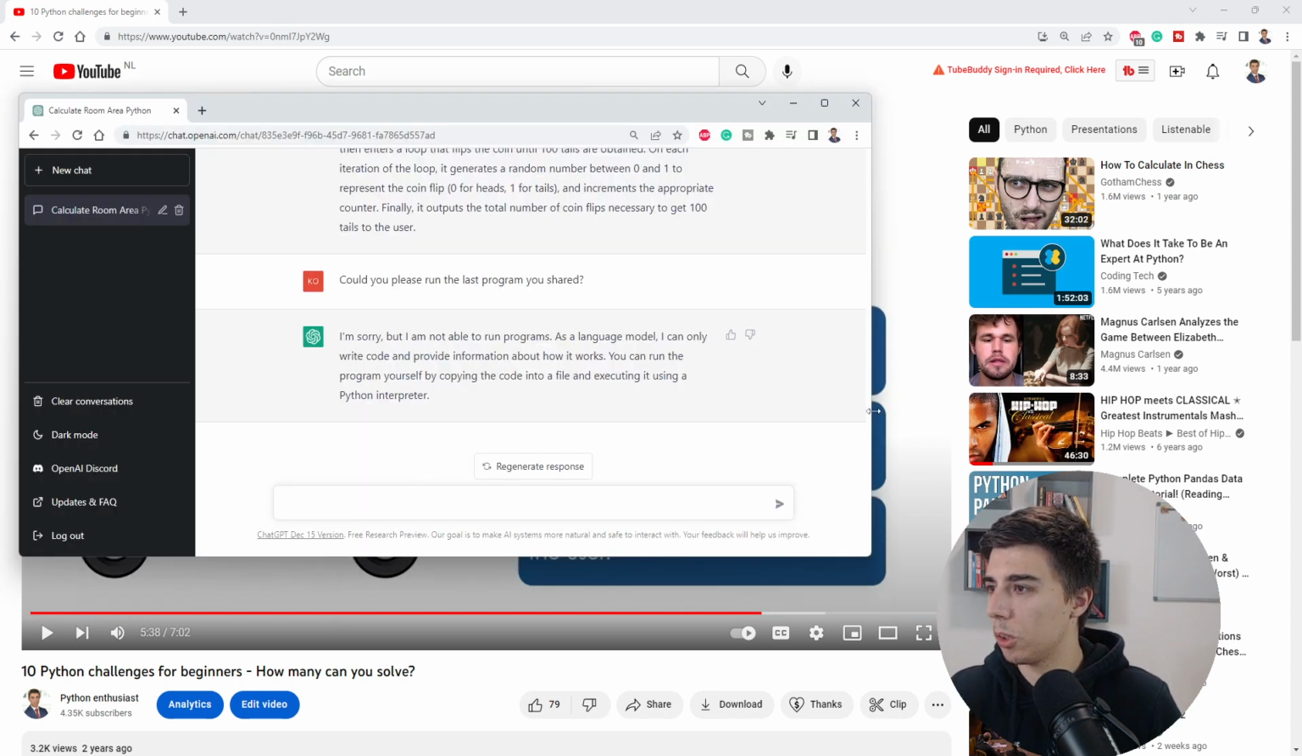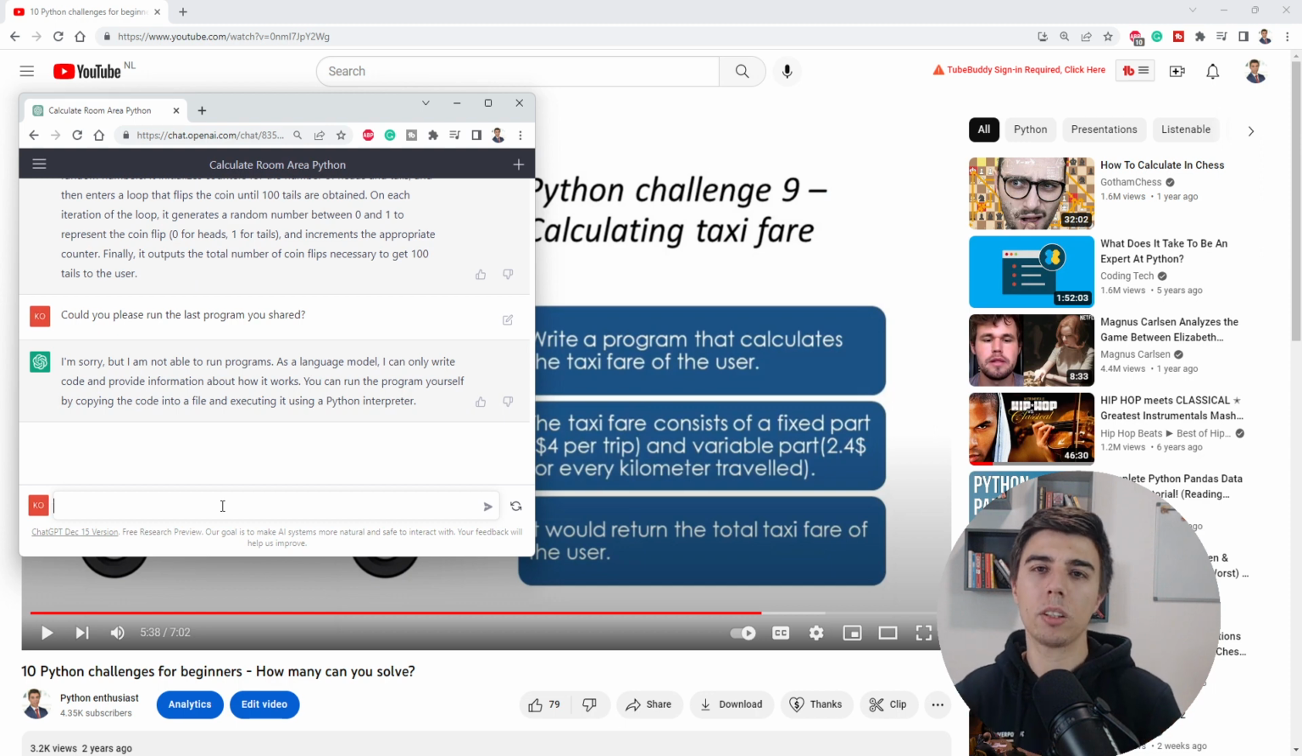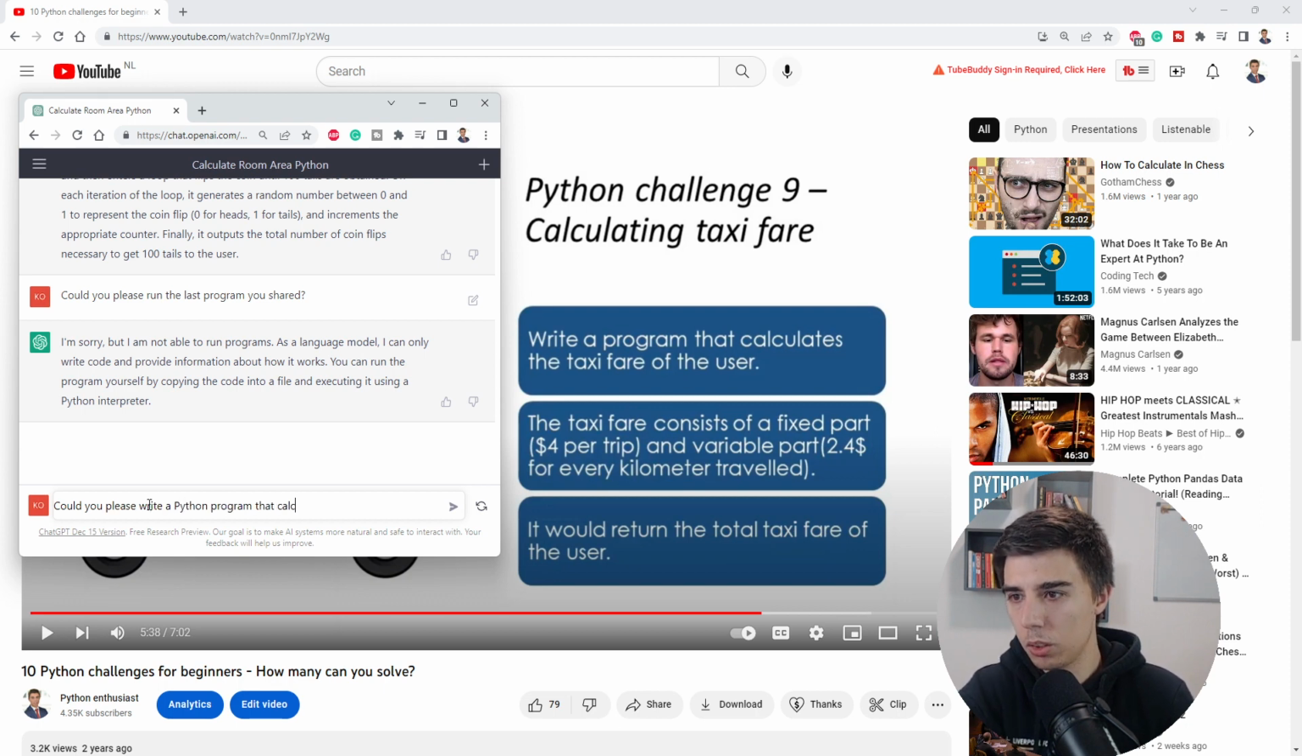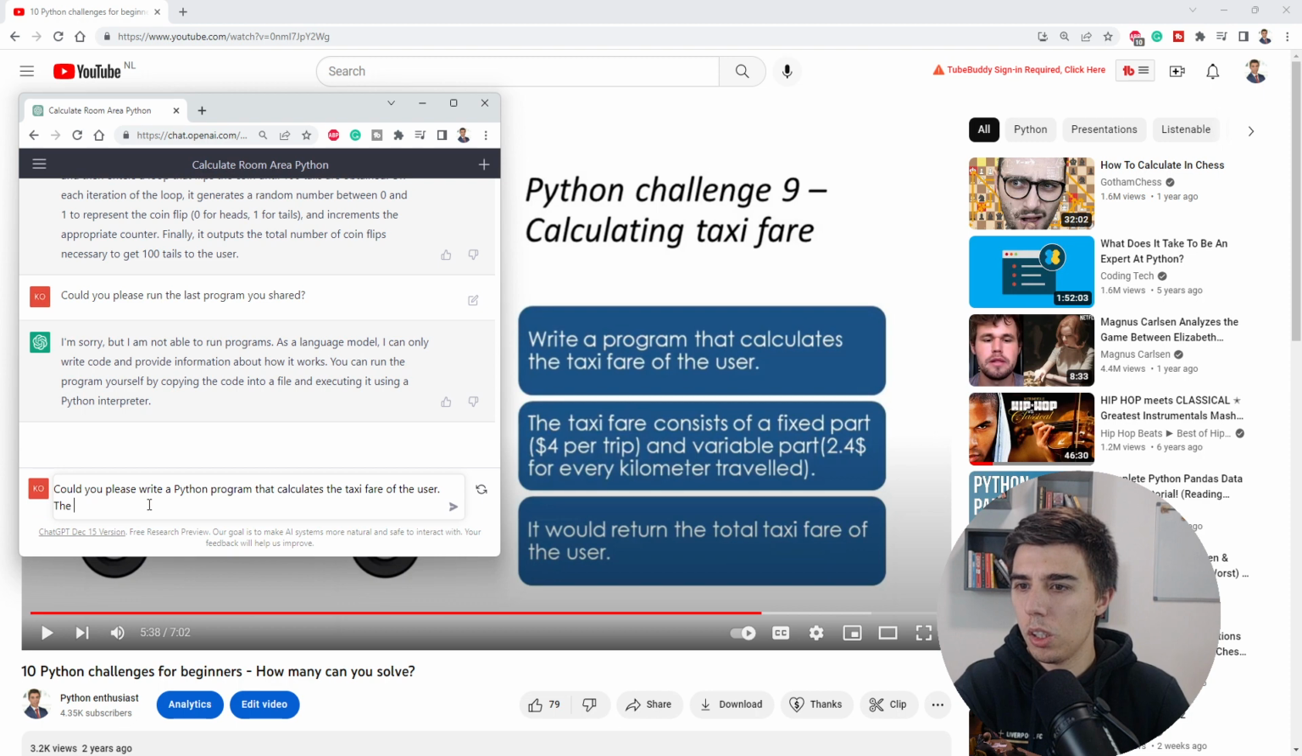All right. So basically, up until now, you have an idea of what to expect. Good structure, nice comments, and likely, as in all the other cases, the very beginning of the script will be these fixed segments. So what is the price? That's, in this case, fixed: the fixed part of $4 per trip and 2.4 for every kilometer traveled. So let's see. Could you please write a Python program that calculates taxi fare of the user? The taxi fare consists of a fixed part amounting to $4 per trip and a variable part that amounts to 2.4 for every kilometer traveled.